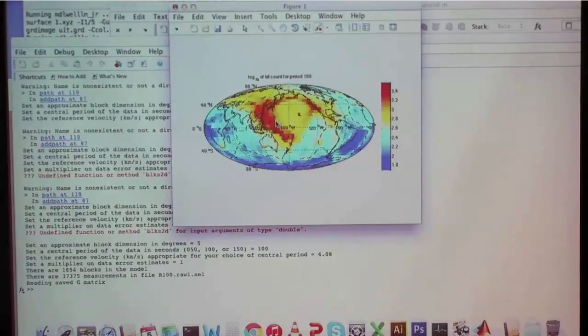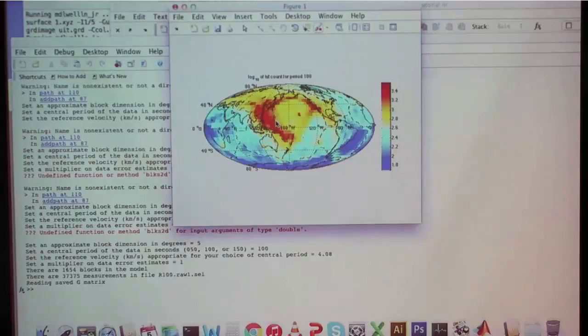So the map basically tells you where you are having data. Where are the waves propagating? Where are they not propagating? So it's a hit count map, and it tells you the density of coverage on the Earth. So you see here a classic problem, very typical for tomographic problems: you have highly variable coverage, strong variations in hit count across the Earth, right?